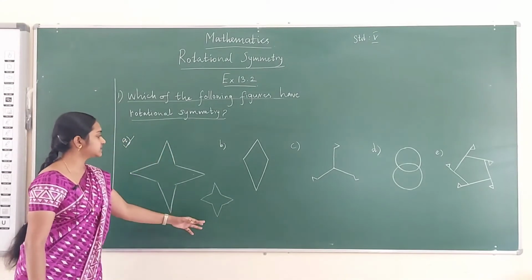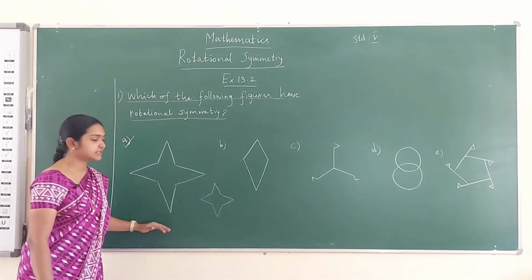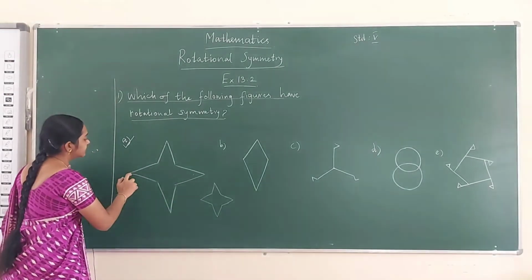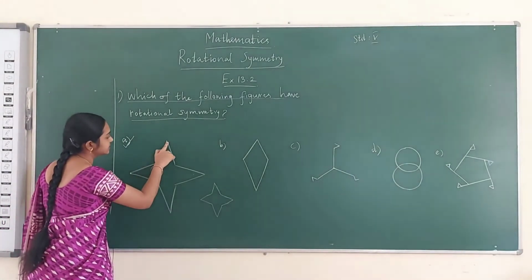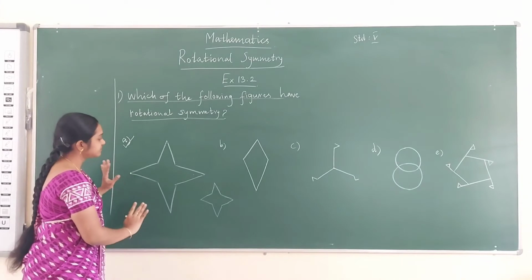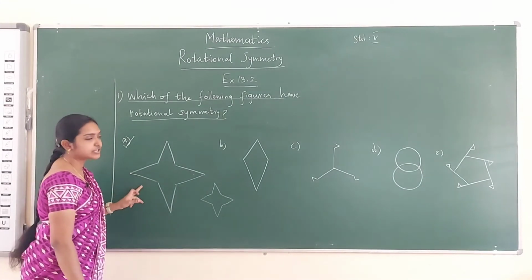This looks the same as the original image. So this has rotational symmetry. If we rotate like this, this point will reach here and this point will reach here, but the object will look the same even after rotating. So this has rotational symmetry.